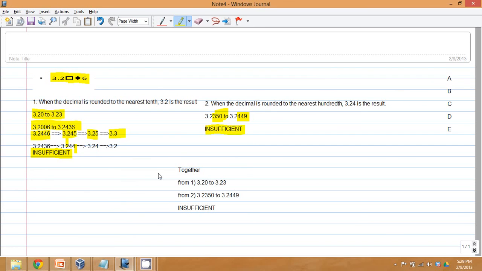Together again, we have the range of values for 1, 3.20 to 3.23, and for 2, 3.2350 to 3.2449. So again, it's insufficient. Now we know that 1 is insufficient, so A can't be the answer. 2 is insufficient, so B can't be the answer. Both of them together are insufficient, so C can't be the answer. Both of them are individually insufficient, so D can't be the answer. So the answer has got to be E. And so E is our answer.